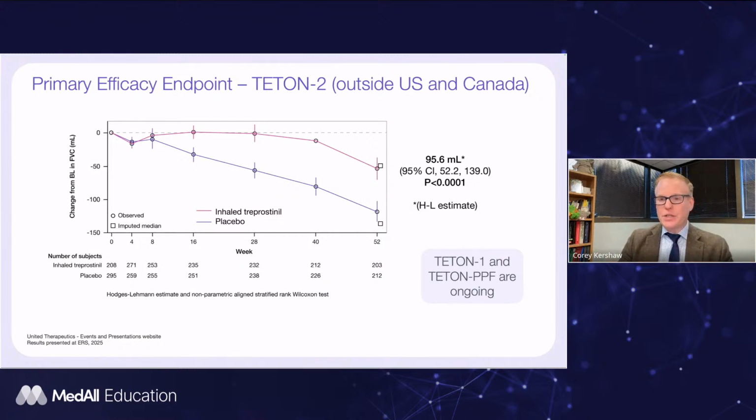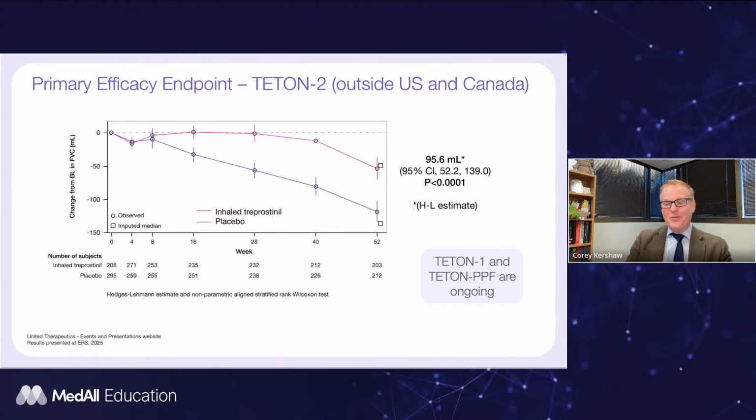And the TETON 2 study, which included all the patients outside of the United States and Canada, had its data presented at the European Respiratory Society meeting in September of 2025, and it was a positive study. It showed that patients randomized to inhaled treprostinil versus placebo had a slowing of their vital capacity loss at 52 weeks. This was very, very exciting. The TETON 1 study is also drawing to a close, so we should have those results soon.